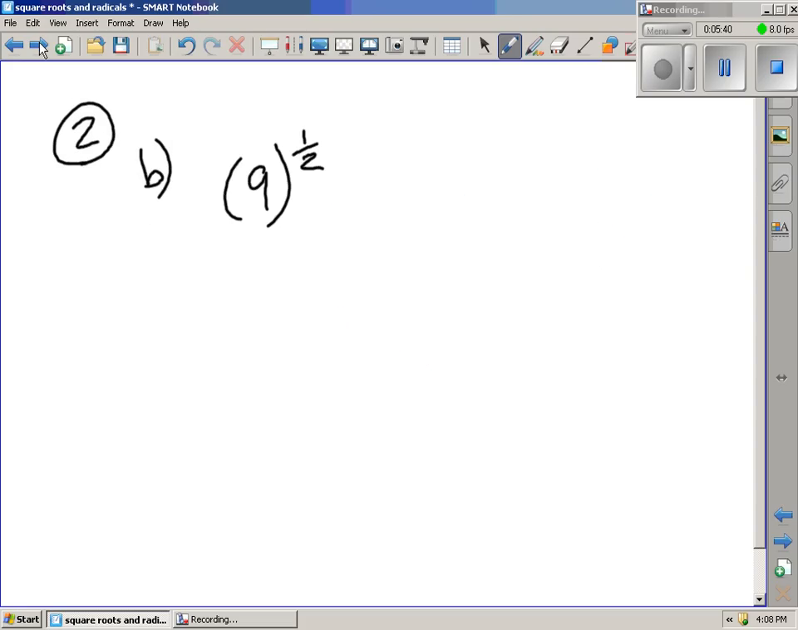All right, in the next example, 9 to the 1/2 power is the same as the square root of 9, which is equal to plus or minus 3, because 3 times 3 equals 9, and negative 3 multiplied by negative 3 equals 9.